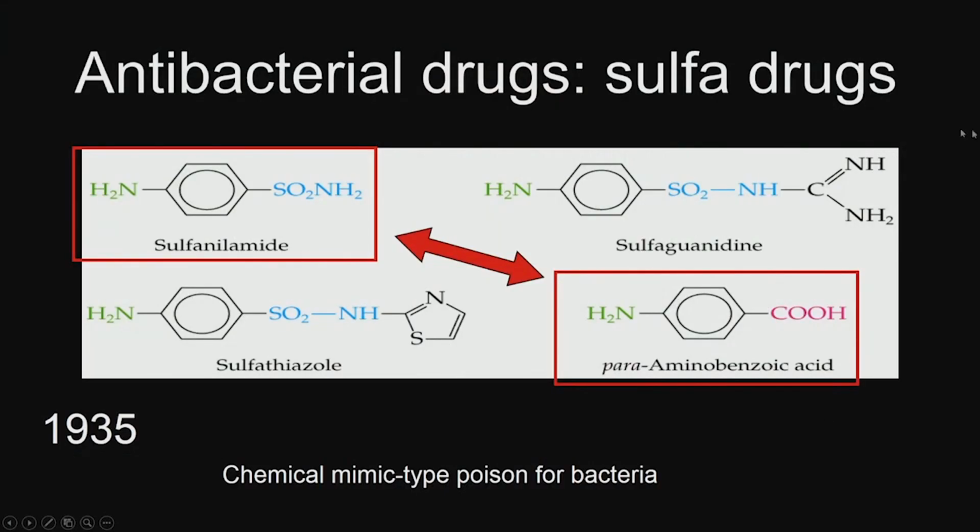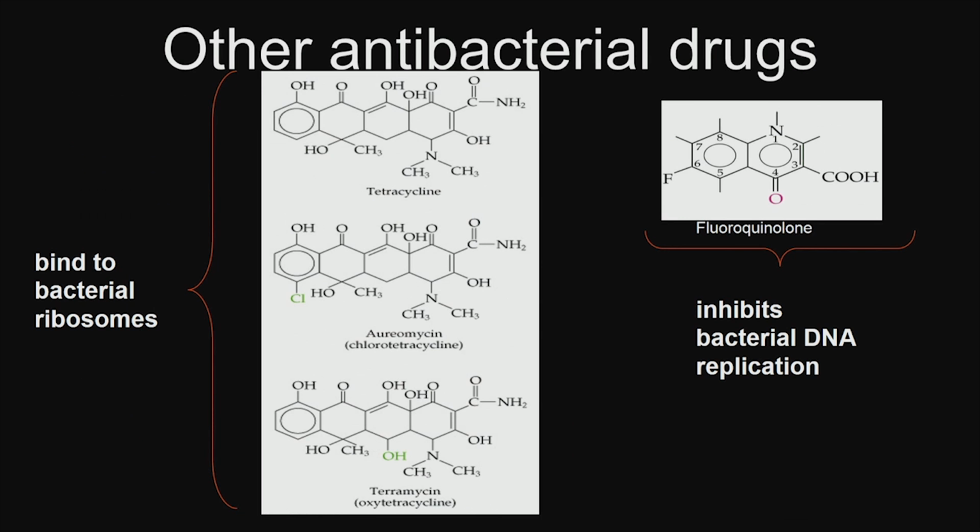So, these are sulfa drugs, which are generally not used nowadays. Maybe for some of the skin infections it is still being used in ointments. Then other antibacterial drugs, you can see tetracycline, you must have heard all these names, aureomycin, terramycin, fluoroquinolones. These drugs bind to the bacterial ribosomes, whereas fluoroquinolones bind to the DNA replication machinery. So, the DNA does not get replicated. You can see different types of mode of action of antibiotics, antibacterial drugs.